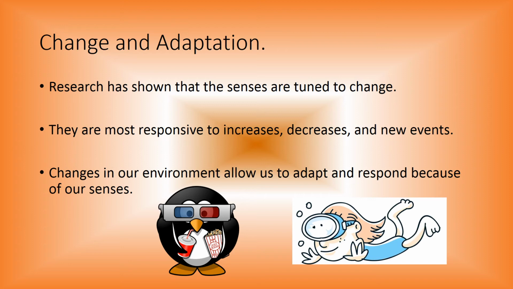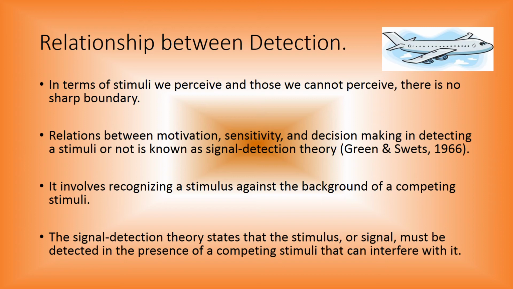Okay, relationship between detection. In terms of stimuli we perceive and those we cannot perceive, there is no sharp boundary. The relations between motivation, sensitivity, and decision making in detecting a stimulus or not is known as signal detection theory. Okay, so noticing two different types of stimuli. We'll explain this a little bit.